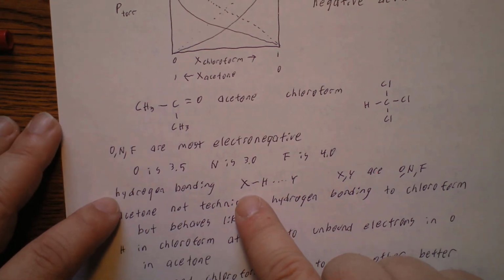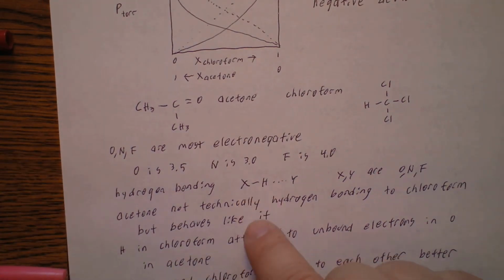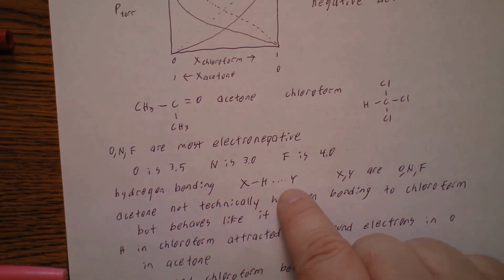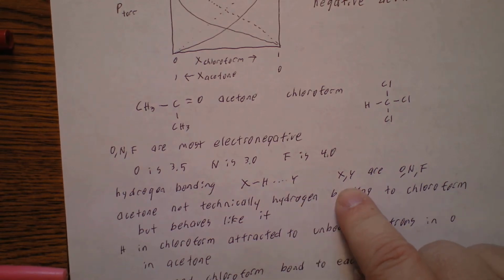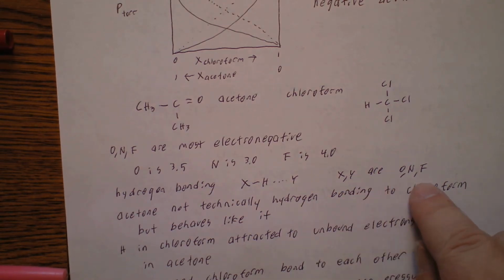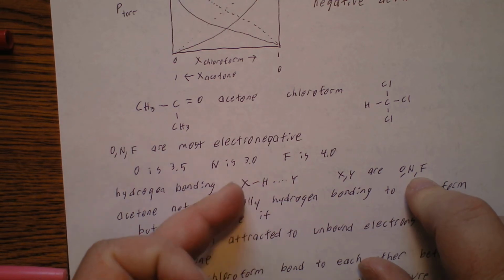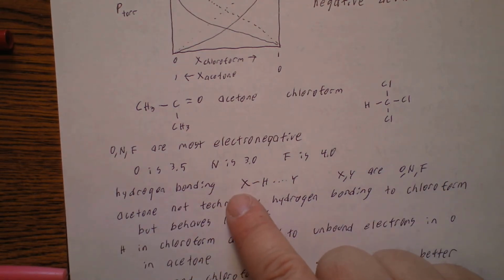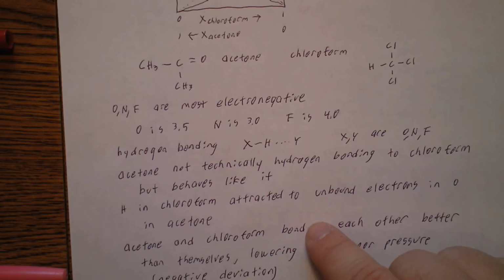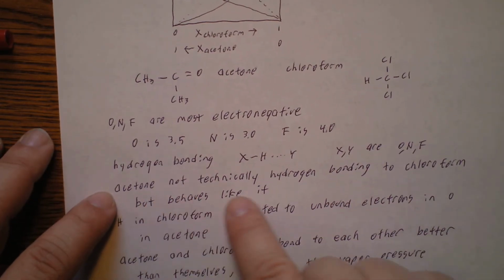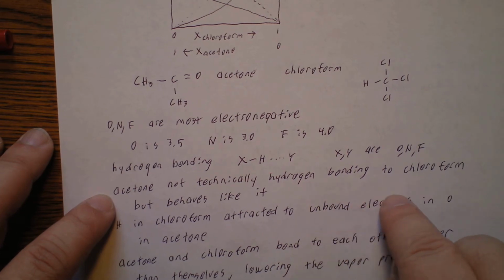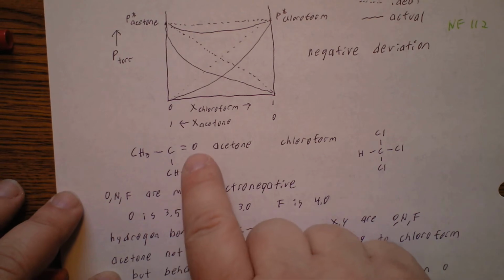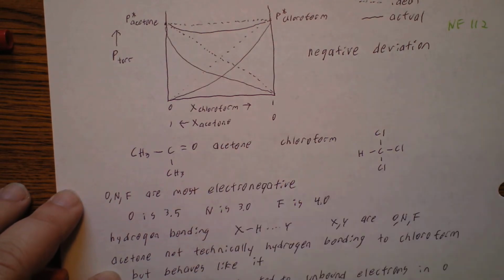Now hydrogen bonding, remember, is intermolecular bonding, where you have X, like carbon or whatever, with H coming off, and then hydrogen bonded to Y. So X and Y are either oxygen, nitrogen, or fluorine. Obviously not carbon, that'd be just methane. So this would be like an OH or an NH or an FH. Acetone is not technically hydrogen bonding to chloroform, but it kind of behaves like it. Because on the oxygen there's no H coming off, so it's not really hydrogen bonding.